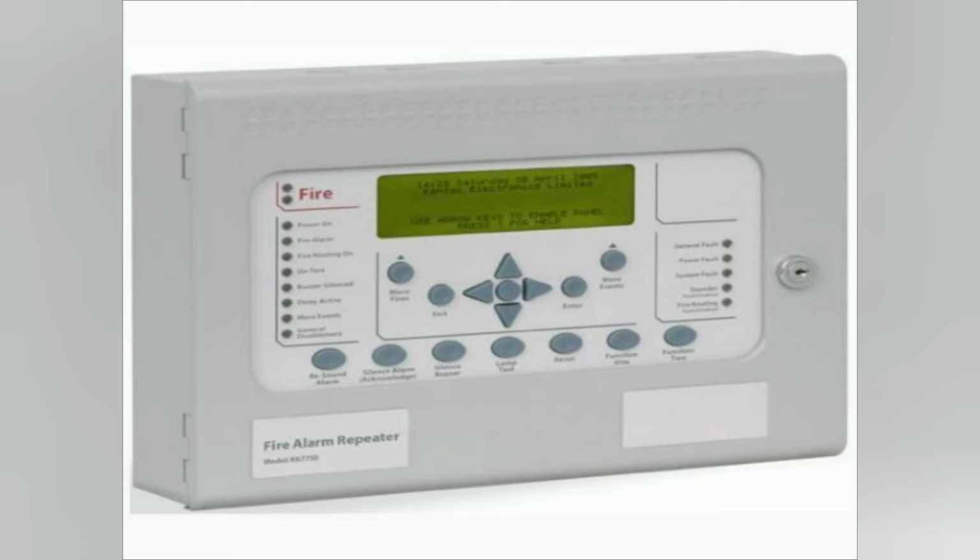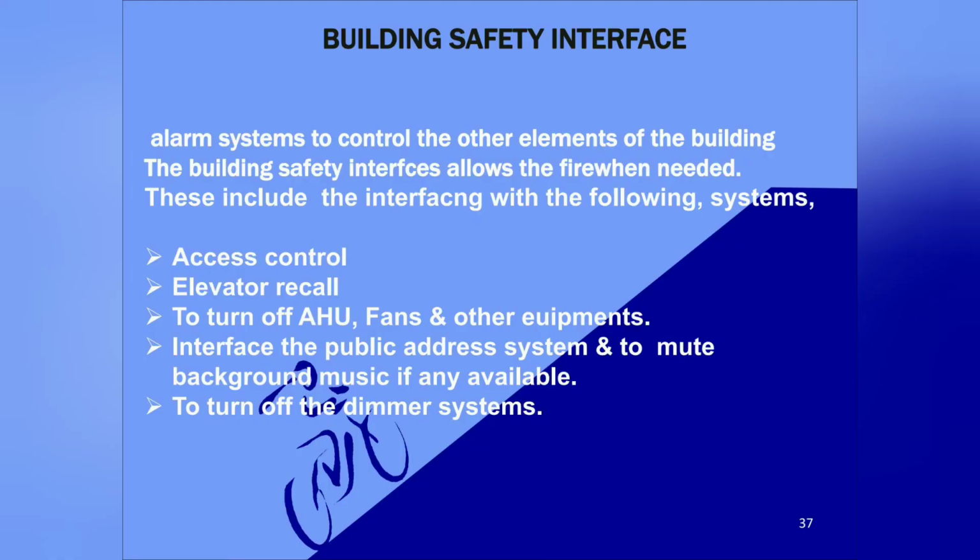Now let's discuss building safety interfaces. Building safety interfaces allow the fire alarm control panel to act as a master in case of a fire. It allows the panel to take control of the access control system, elevators, ventilation systems, public address systems, and the dimmer system. All these systems will be overridden and taken under control during fire alarm situations. Access control will be released, elevators will be recalled, the dimmer system will be turned off, and the public address system will be muted.